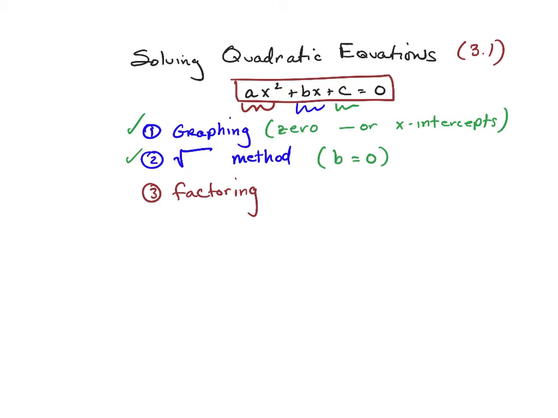Now, the first thing we want to look at when we solve by factoring is why this works. And it works because of what we call the zero product property. Zero product property is almost pure common sense. And basically, it just says if a times b equals 0, then a equals 0 or b equals 0.